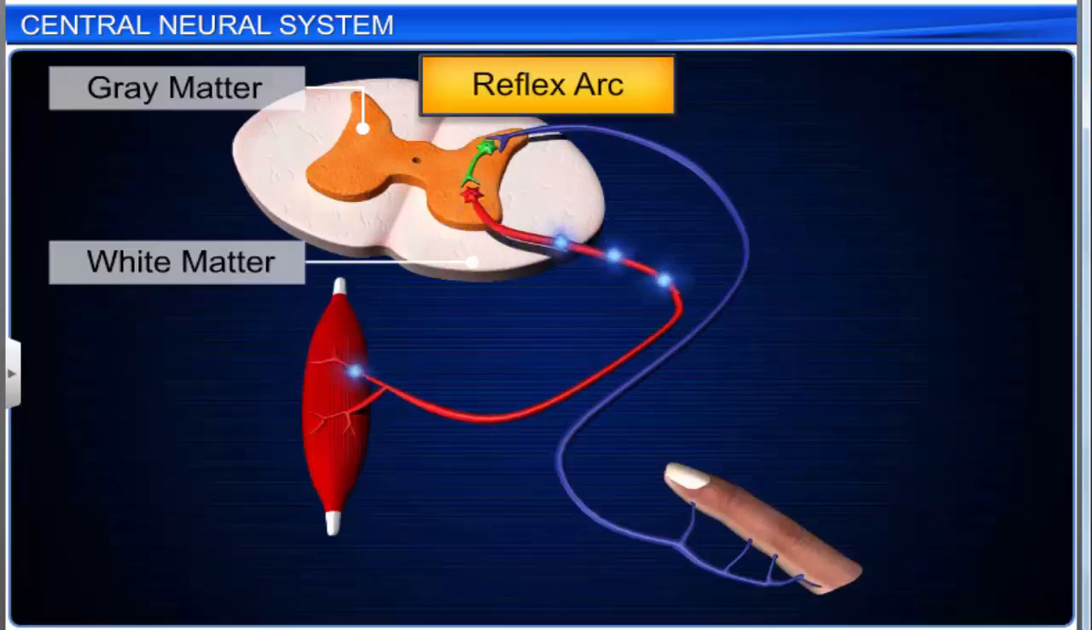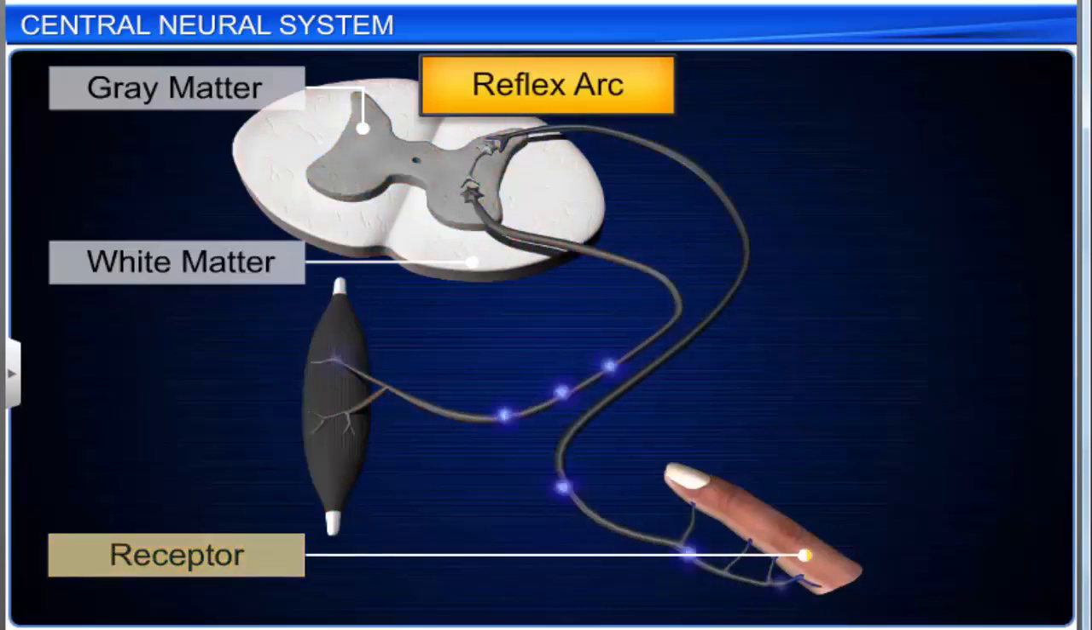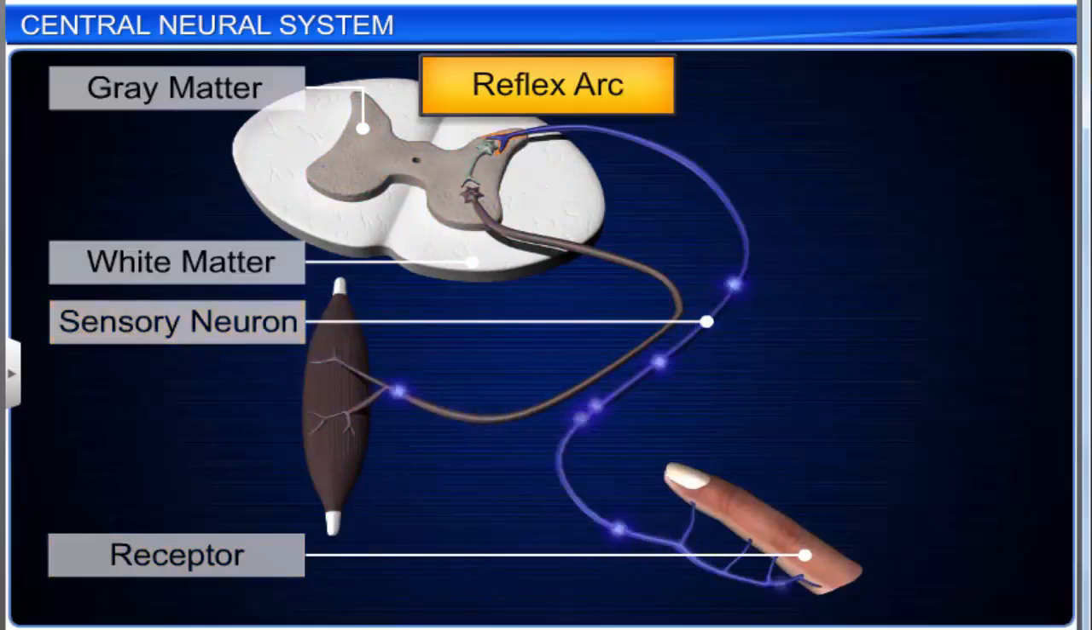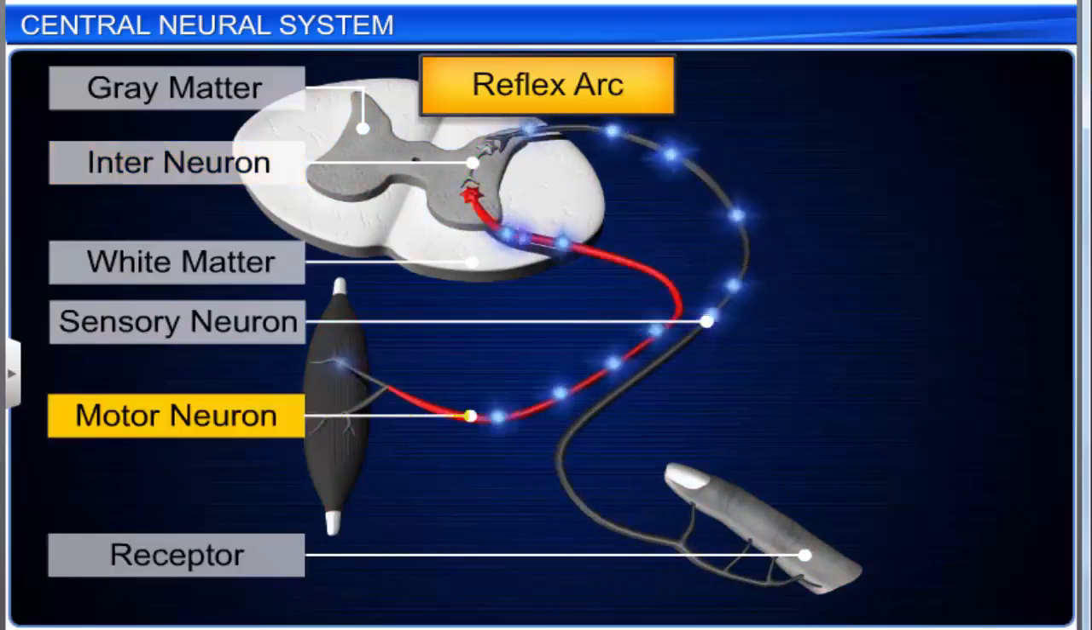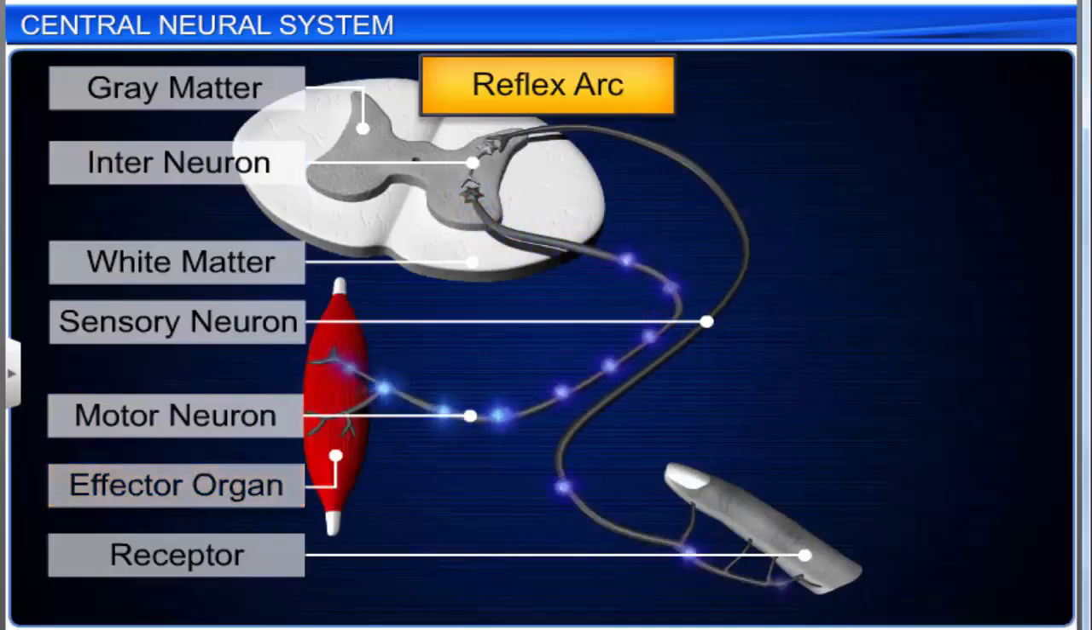The reflex arc consists of a receptor, a sensory or afferent neuron, an interneuron or association neuron, motor or efferent neurons, and an effector organ.